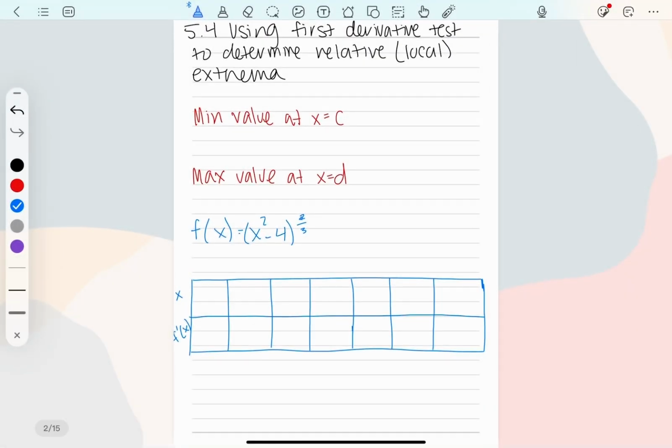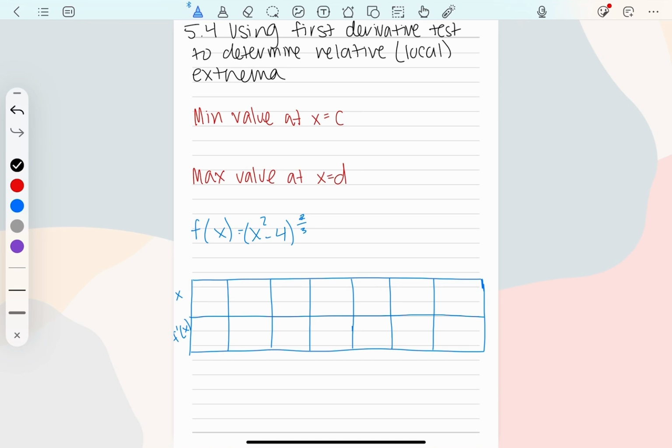So now we're going to use the first derivative test to determine relative or local extrema. So we're going to basically see whether or not a function has a maximum or a minimum. So if C and D are critical points of function f, they have to be critical points to determine if it's a max or a min.